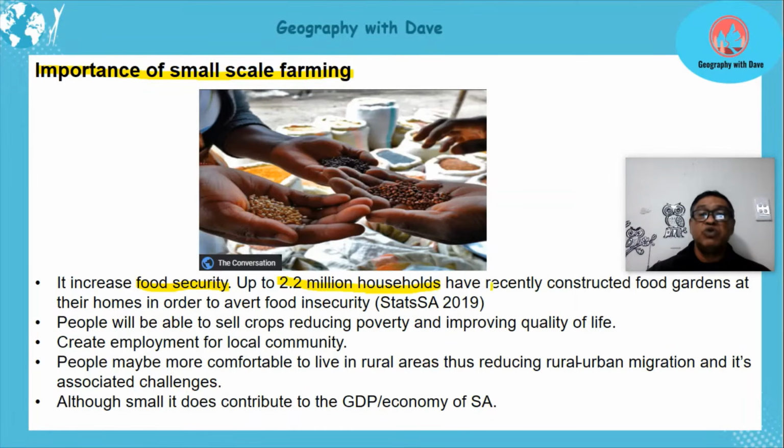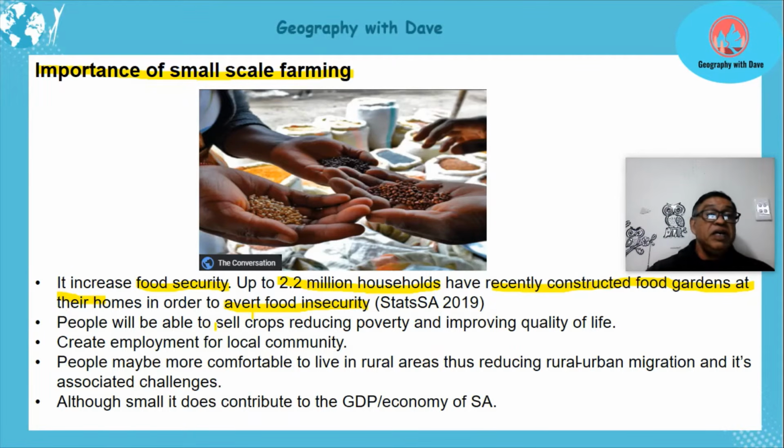2.2 million households have recently constructed food gardens at their homes in order to avert, or try to avoid, food insecurity. They may not be employed in formal employment or any employment, and they need to eat. And at the same time, they can also sell from those food gardens to people around them. So very important for food security.